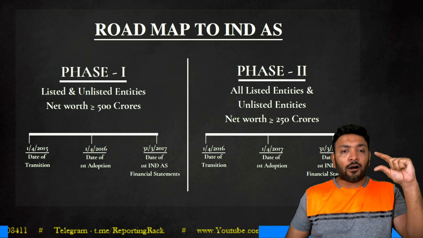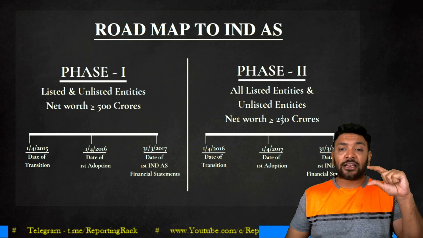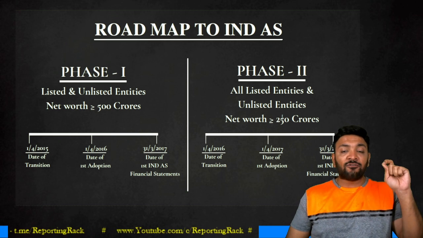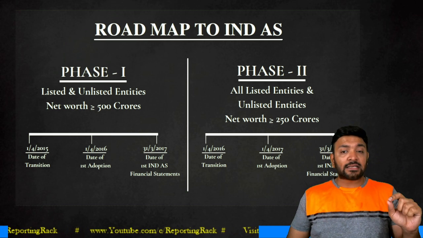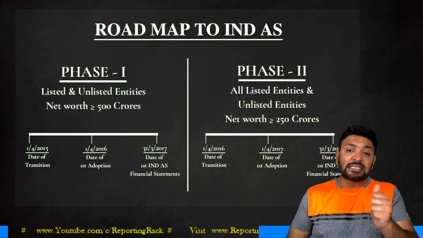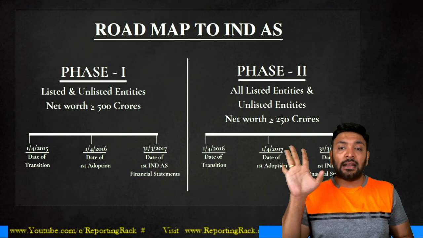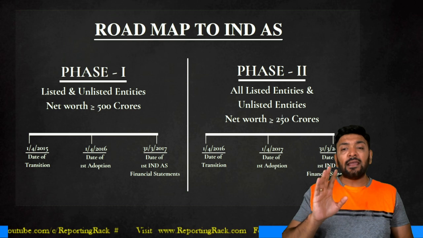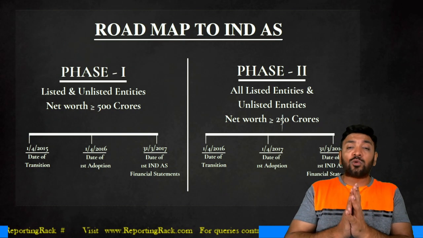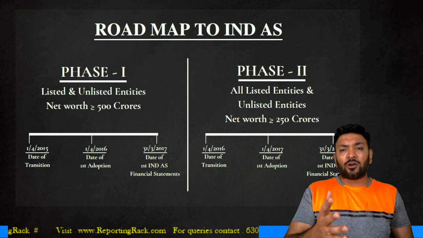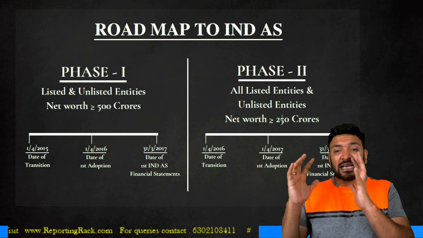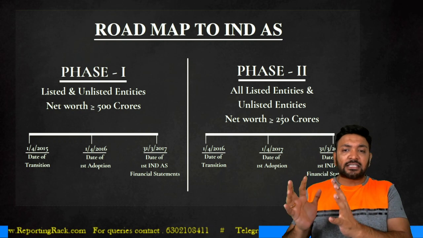On this particular date of 1st April 2015, which is the date of transition, we apply a particular standard called IND AS 101, first time adoption of IND AS. There are certain things which are peculiar in that standard; it gives options and certain exemptions to the enterprise in transitioning into IND AS. Clear? So I'm saying, according to phase one, it covers enterprises, whether listed or unlisted, having a net worth of 500 crores, net worth, not turnover. Turnover of 500 crores, many companies will have, but net worth of 500 crores, that means I am indicating towards a very, very sizable company.